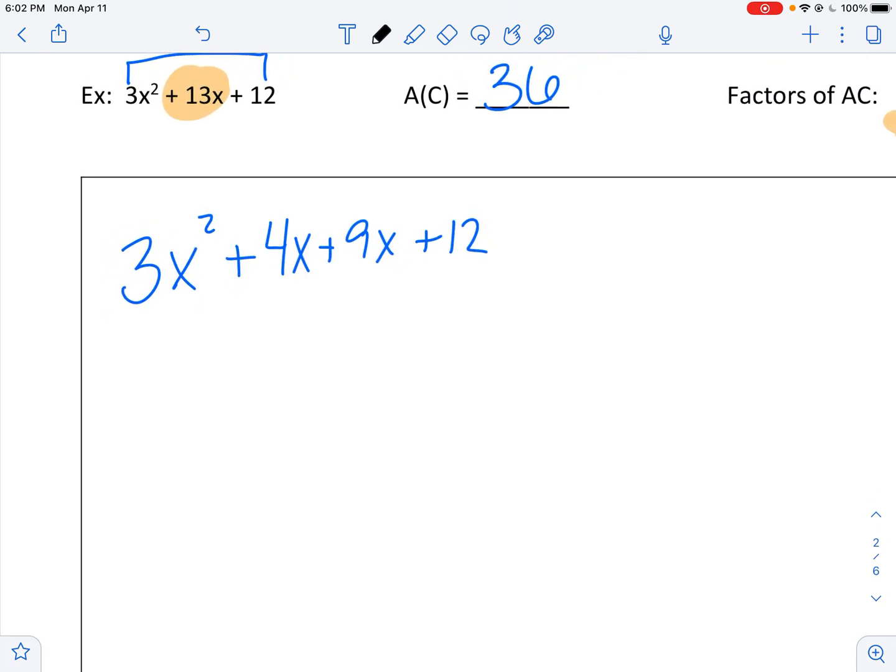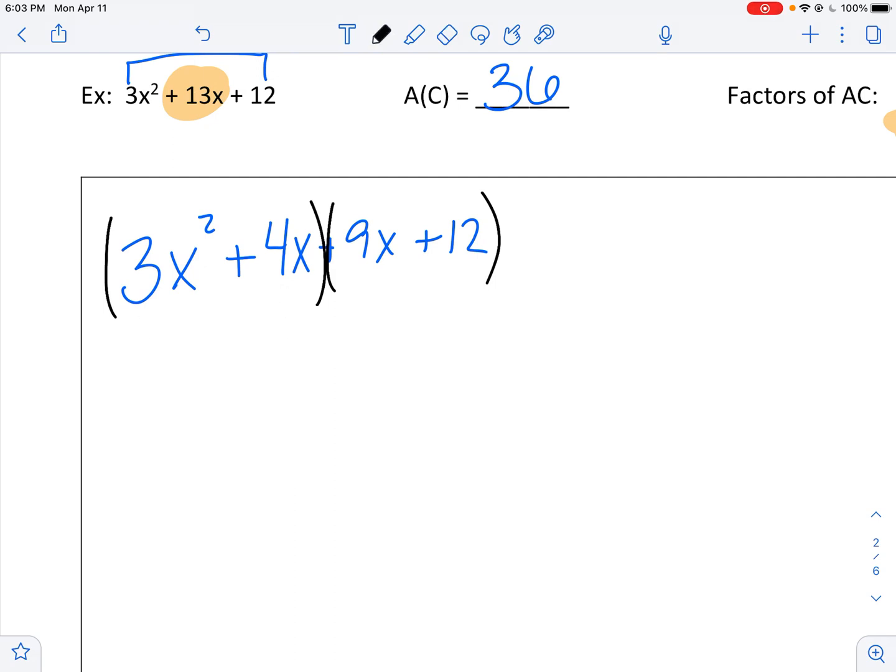And once I've split that middle term up, now we're going to go back to our GCF, our greatest common factor. We're going to break this up into two halves, and I'm going to find the greatest common factor of each half. So going back to our greatest common factor videos, I know how to find a greatest common factor. So I need to know what goes into 3 and 4. That's 1 and 3. That's 1 and 4. And 2 and 2.